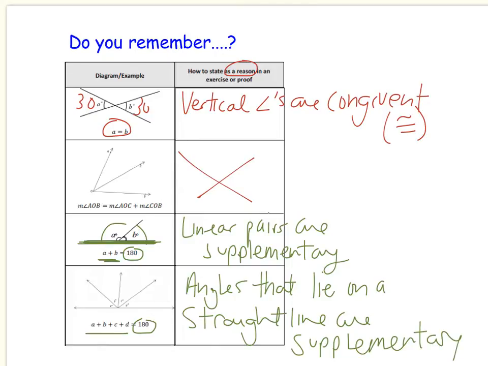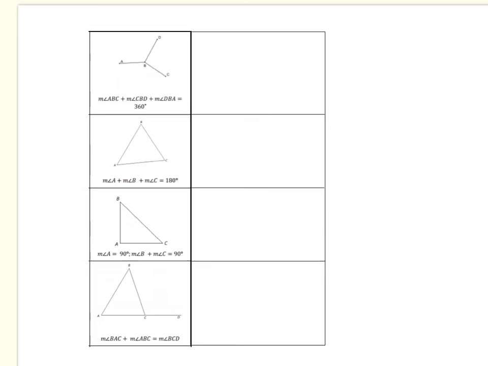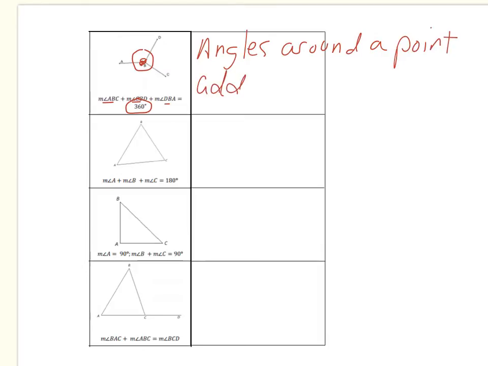Okay. If we move on to the next slide. Alright, so we'll see at the top here that we have a situation where we have angles adding up to 360 degrees. If you'll notice, all three of these angles that they're talking about are all around this point B. So if we ever have a situation where we need to solve for angles around a single point, we're going to use the concept that they add up to 360. So we will write that angles around a point add to 360 degrees.